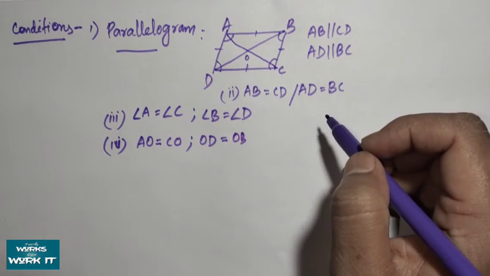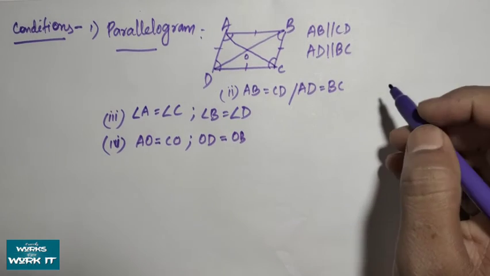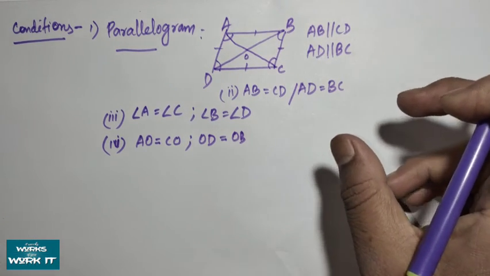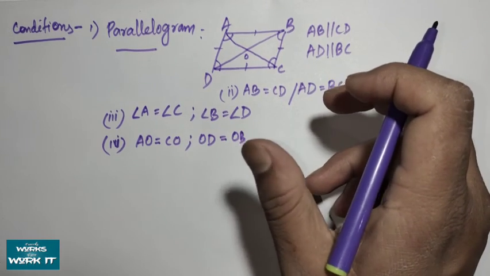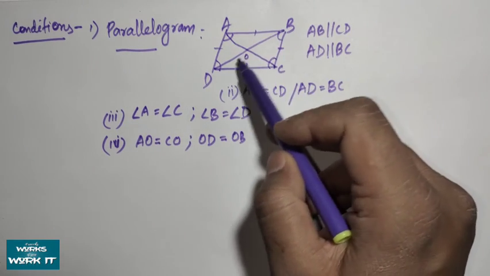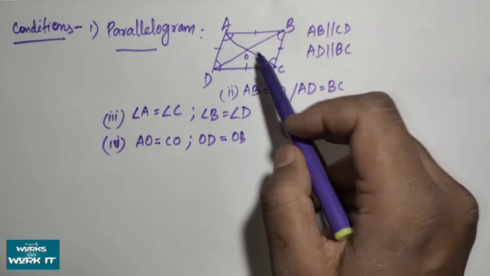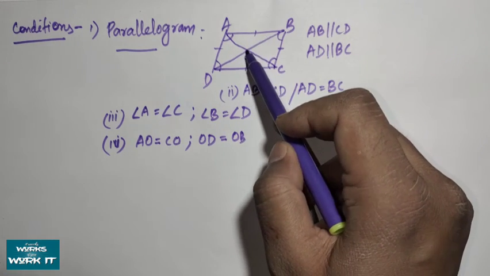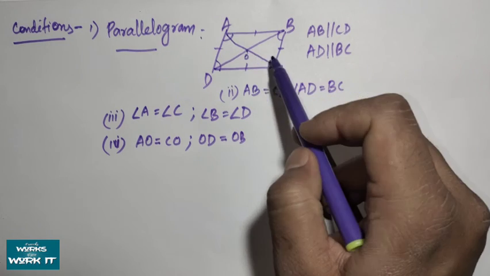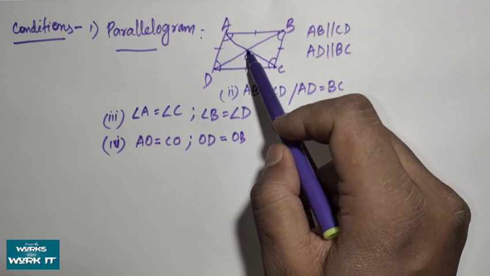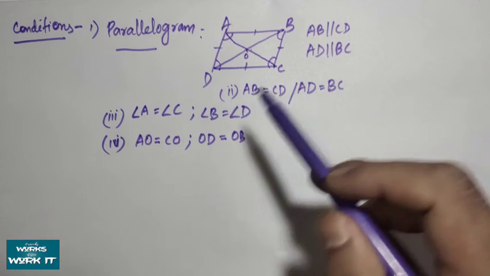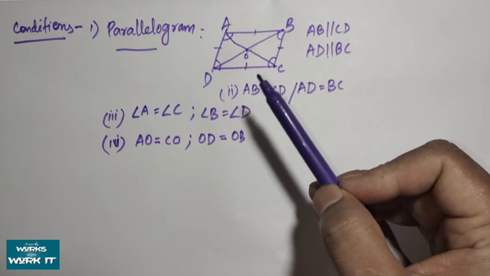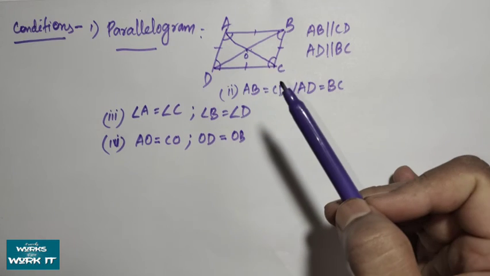So you have already come across the term bisect. That means it will divide any line or any angle into two equal parts. Here we are dealing with lines. So BD and AC are the two diagonals, and if they are bisecting each other at point O, then AO will be equal to CO, and DO will be equal to BO. So these are the necessary conditions when we have to prove that a given quadrilateral is a parallelogram.